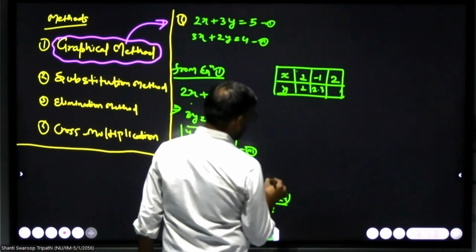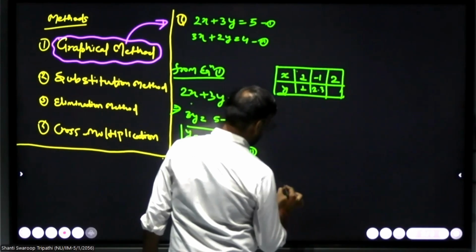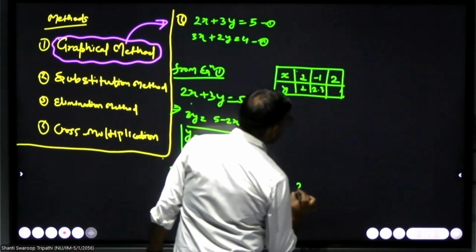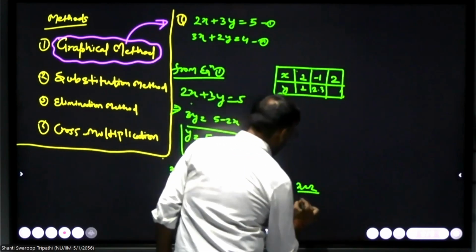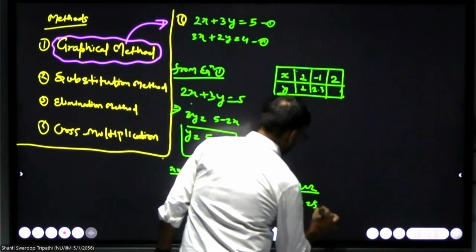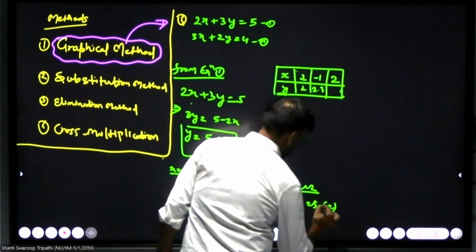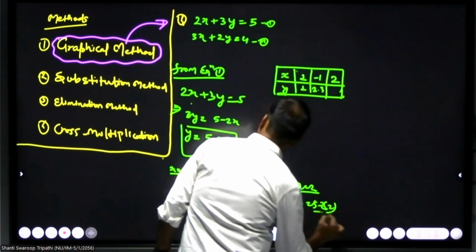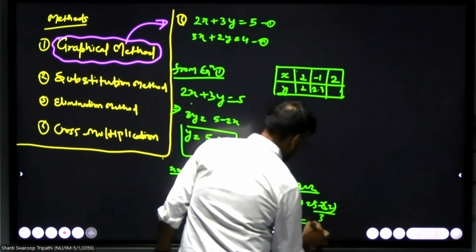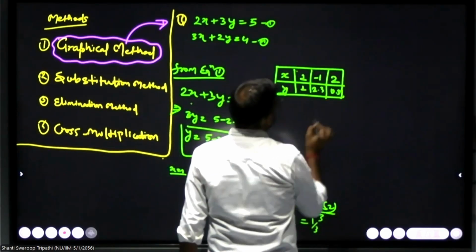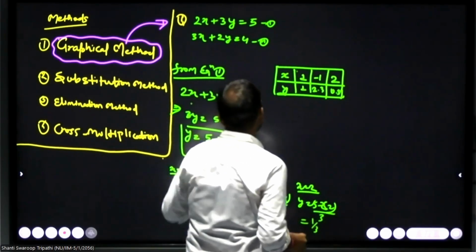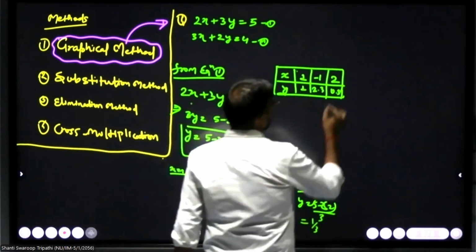Now we are putting x equal to 2. So at x equal to 2, what are we getting? Y equal to (5 minus 2 into 2) by 3. So here we are getting 1 by 3. That will be 0.3. Fine. These are the values we have got for equation 1. Now we are taking equation number 2.